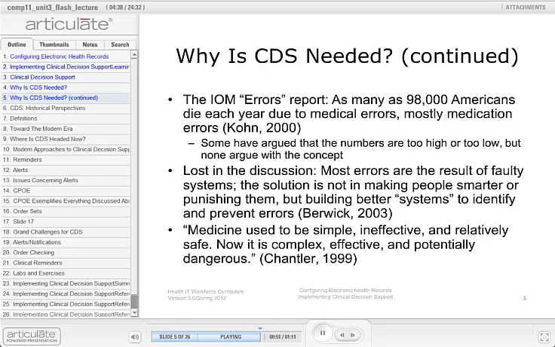A quote from the late 1990s is apropos here. According to Chandler, a British physician, quote, "Medicine used to be simple, ineffective, and relatively safe. Now it is complex, effective, and potentially dangerous." Unquote.